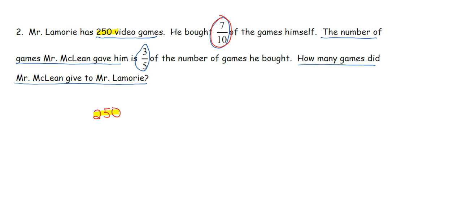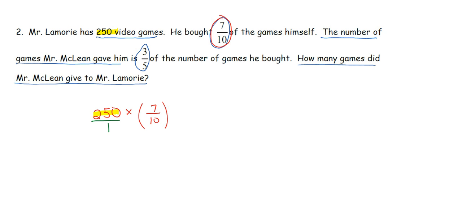So we take our 250 and we simply times that by 7/10. All right, this will tell me how many games from 250 are games that Mr. Lamori had bought, because 7/10 of those games are his, or 7 out of 10 of those games out of 250 are games that he bought. Alright, so this is basically multiplying a number by a fraction. So all you want to do is take your number 250 and divide that by 1, and when we're multiplying fractions, we just multiply straight across the numerators and the denominators.